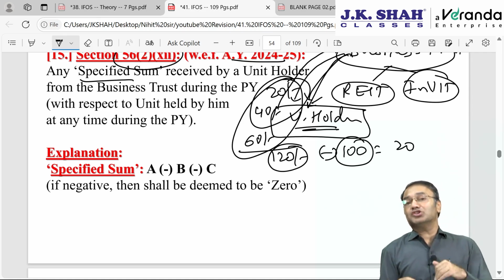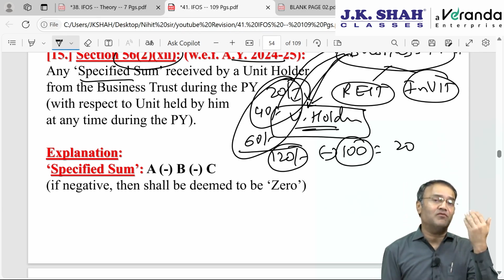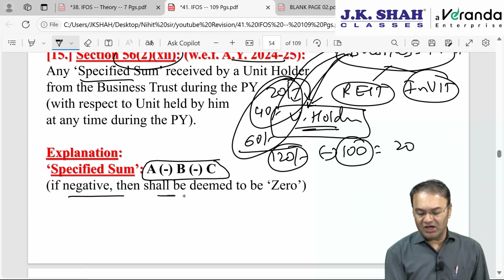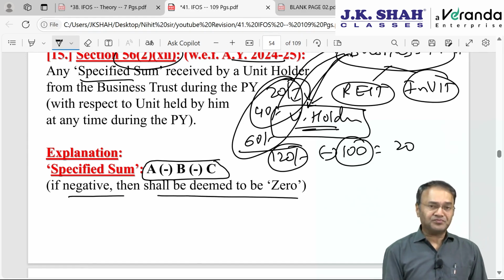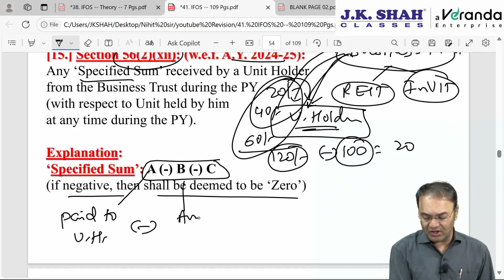Now this calculation is to be made not from the perspective of the unit holder but from the perspective of the business trust. The formula is given: A minus B minus C. If negative, then it shall be understood as 0. What is A? A means the amount paid by the business trust to the unit holder, minus B, which is equal to the amount received from the unit holder for issue of units.